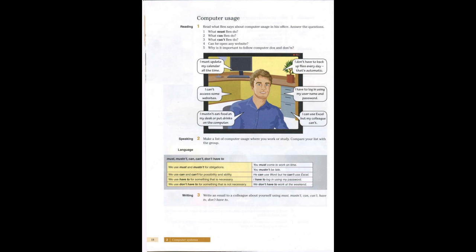So we want to answer these questions. What must Ben do? You read these sentences that he said about himself, and based on the information that he provided, you answer these questions. Actually, the answer is number one. I must update my calendar. This one. This is the answer to number one.